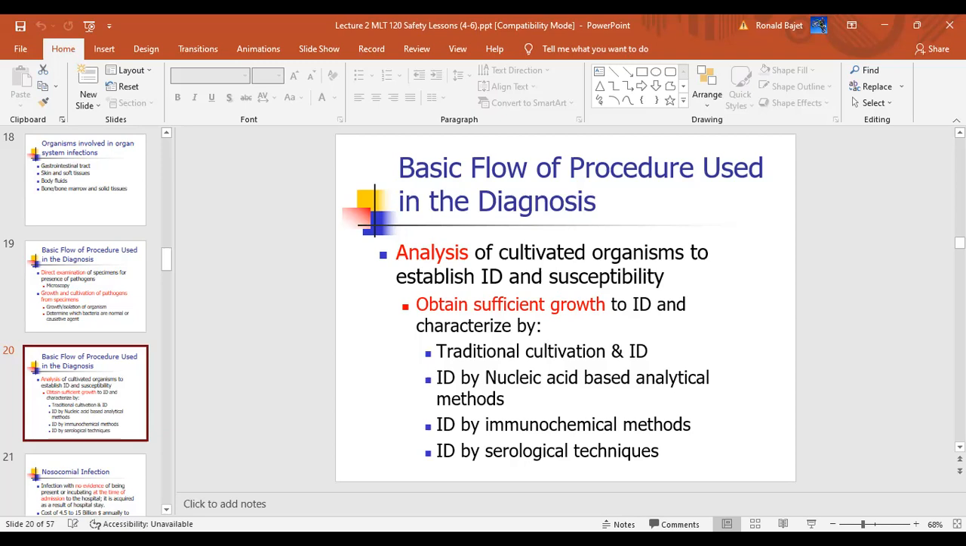So you'll do traditional cultivation, culture, and ID. You can also do nucleic acid testing, immunochemical testing, or serologic techniques, but usually in the basic microbiology laboratory, you'll be doing traditional cultivation and ID.